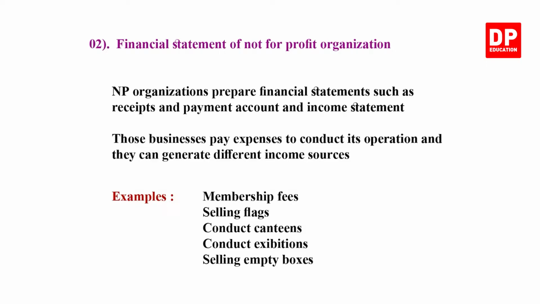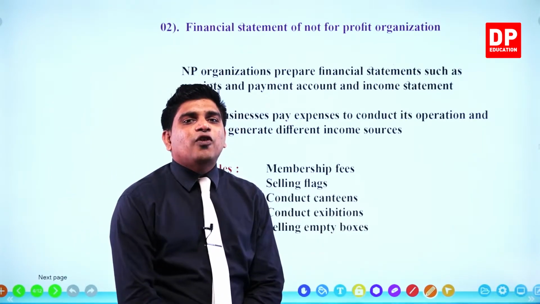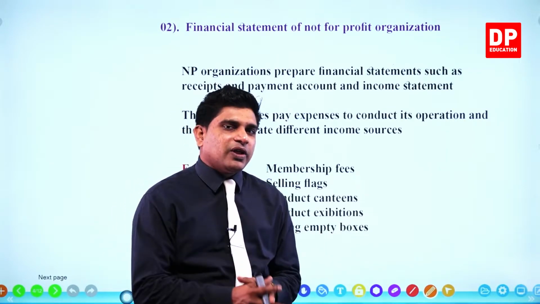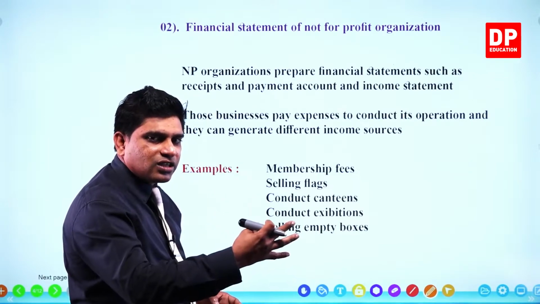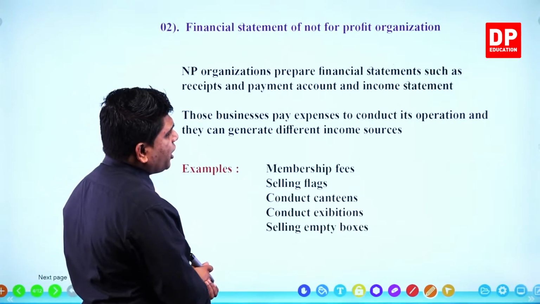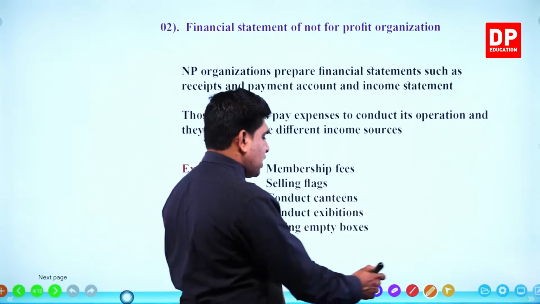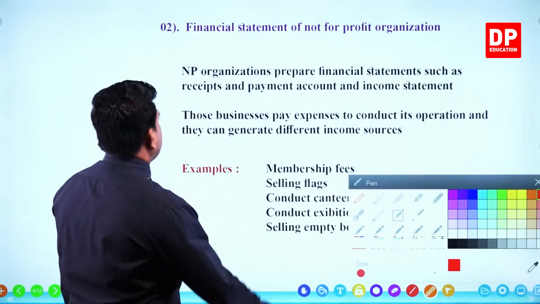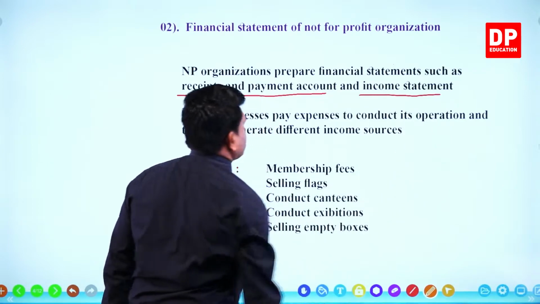Financial statements of a not-for-profit organization. NP organization. What is NP? Net profit? No, it's not-for-profit organization. Here I use a short form because it's easy for me to explain. You should never write NP in your answers; write non-profit organization or not-for-profit organization. They prepare financial statements such as the receipts and payment account. There are especially two accounts they maintain: the receipts and payment account and the income statement.